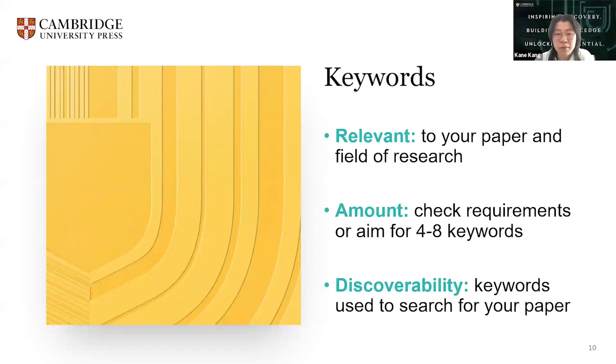And then discoverability. Keywords seem more important here. When we are talking about discoverability, keywords seem more important than the paper title and abstract, because most search engines use keywords to display the order of the results.